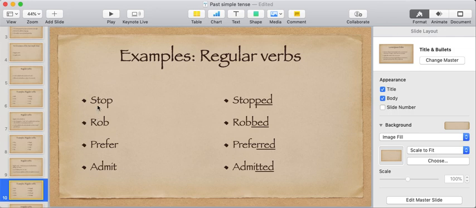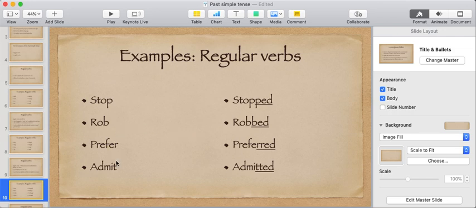Like the first word, stop. You see the word stop? It has only one vowel here. So we double the consonant before we add ed. The same thing as rob, robbed. We add b before we add ed.